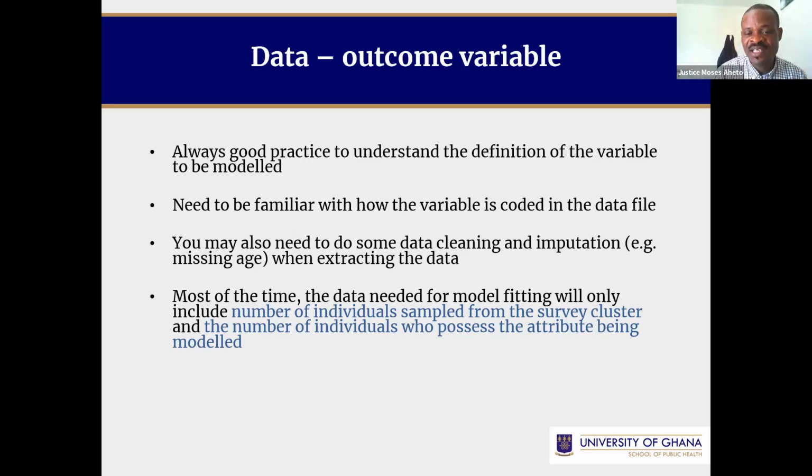And then most of the time, the data needed for model fitting will only include the number of individual samples from the survey cluster, and the number of individuals who possess the attribute being modeled. There are other times you can have individual level observation, but these are not very common. Like if you are doing a study across the whole of Ghana, it's difficult to collect information on the individual respondent's location. Maybe sometimes the household location of the individual is fine, but it will cost a lot to gather geographic data on all households in Ghana, or maybe a good amount of sample households in Ghana.